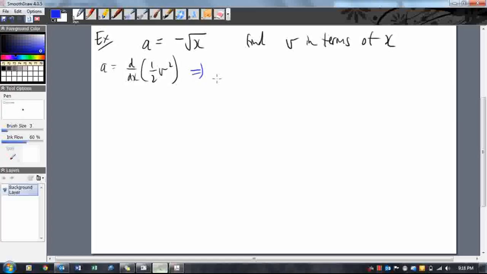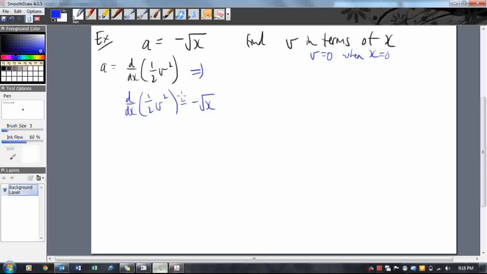Let's rearrange and let's do this. Oh, probably need an initial condition too, don't we? Let's give it an initial condition. Let's just say x equals 0. We'll say v equals 0 when x equals 0. Let's just be really boring to do that because I'm running out of time. Here we go. So therefore, we've got d dx half v squared is equal to negative root x.